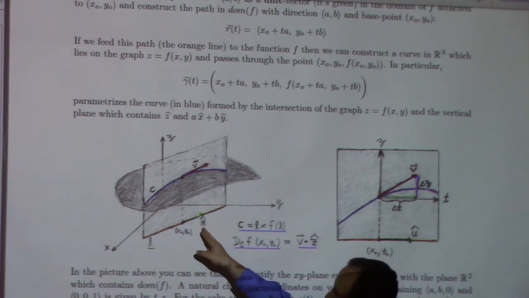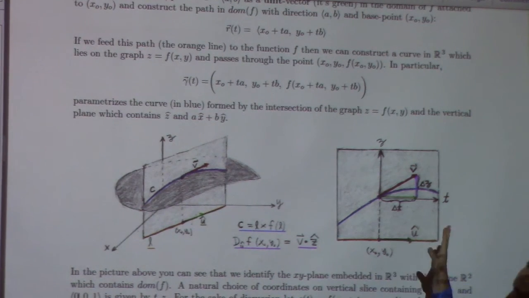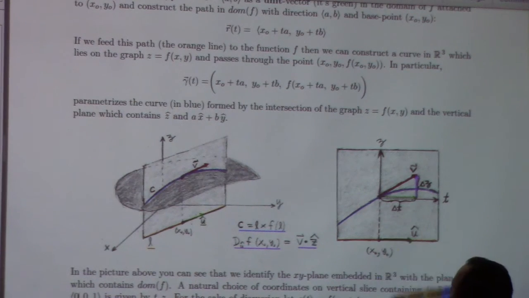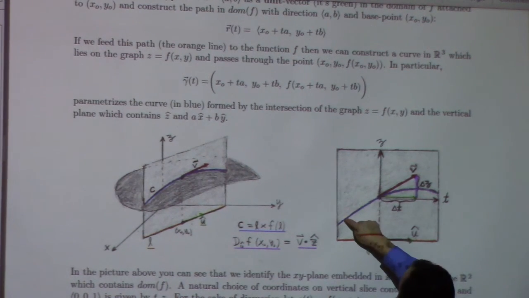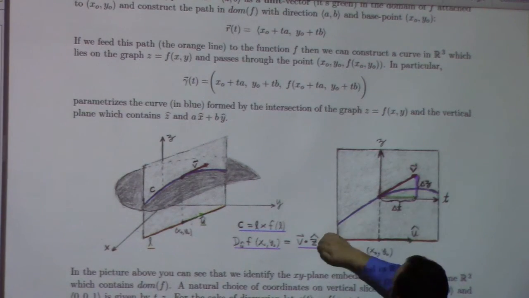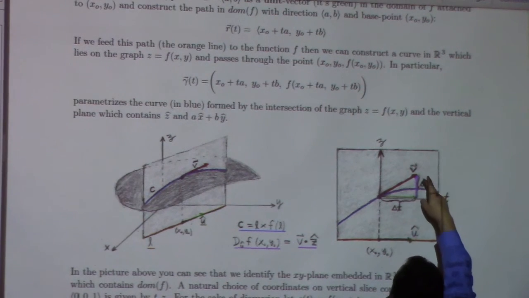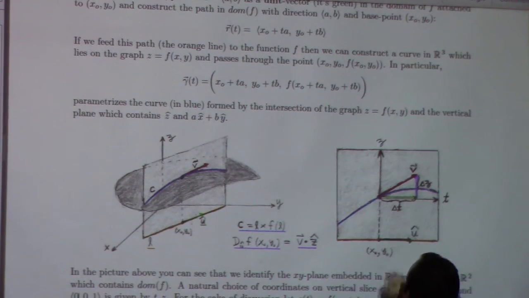A line with direction vector u hat at that point. If you set aside the three-dimensional picture and focus on that vertical plane, you've got this trace from the graph, and then some tangent vector to that curve. The tangent vector describes how z is changing with respect to time. The slope of that gives you the instantaneous rate of change of the function in the u hat direction at the point P.